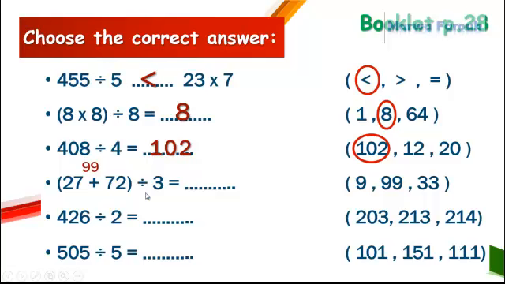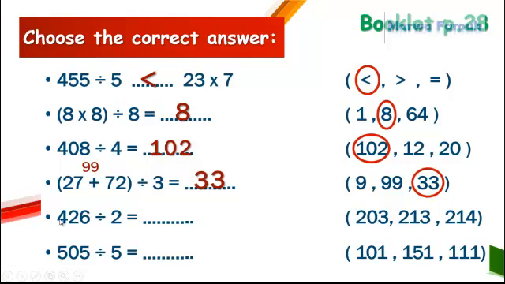Now, we still have divided by 3. So 99 divided by 3: 9 divided by 3 equal 3, and 9 divided by 3 is 3, so we got 33. Put a circle around 33.